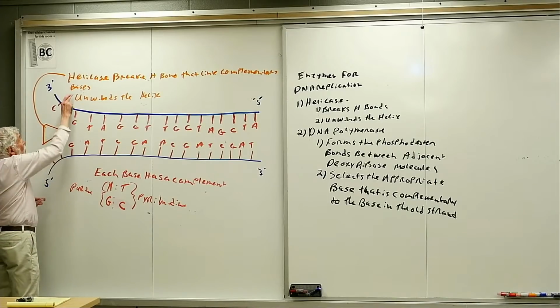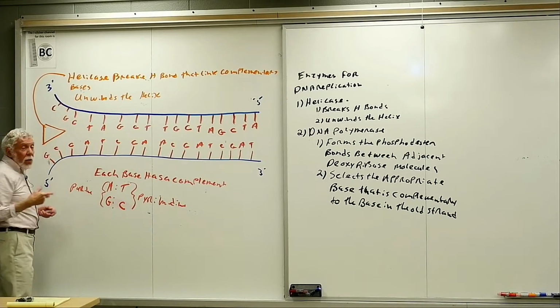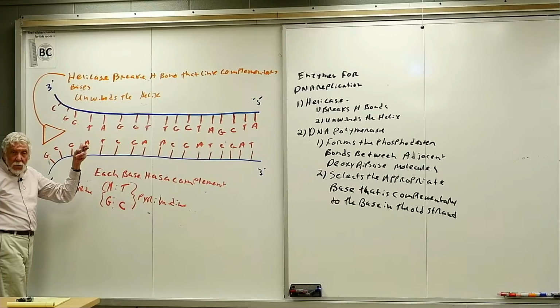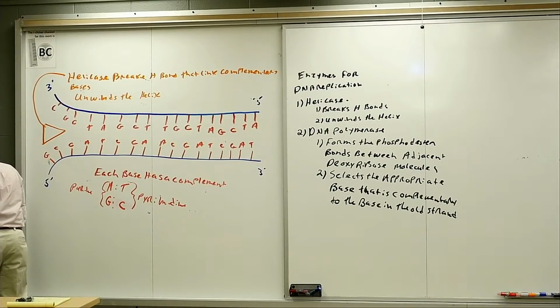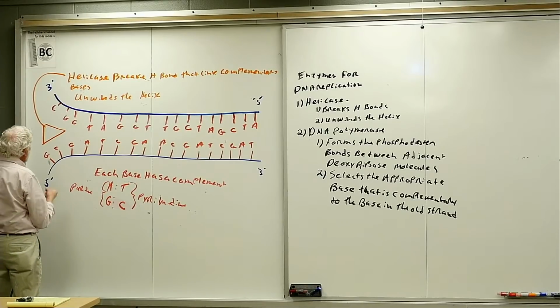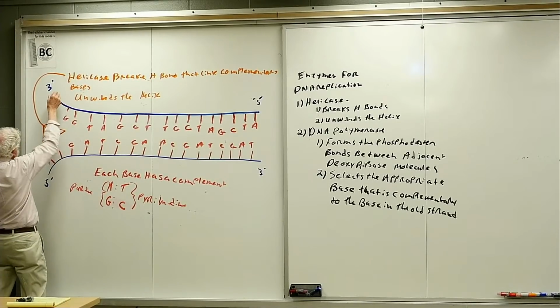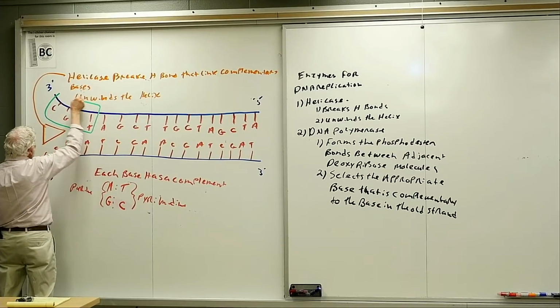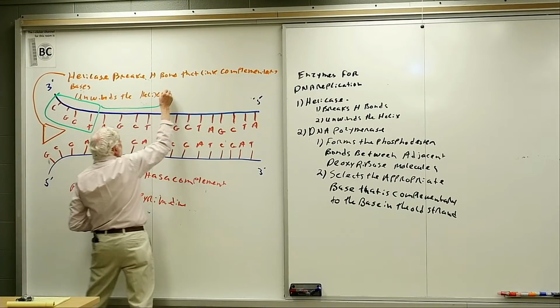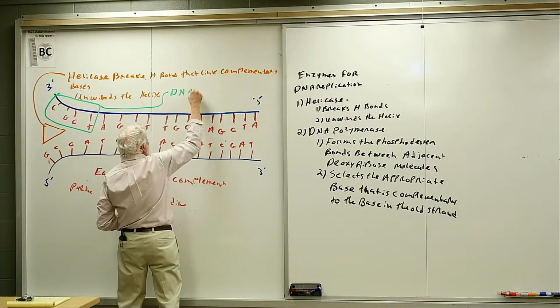But that requires this character, the helicase, to unwind the helix. So it's unwinding the helix. And as it unwinds the helix, there's another character that comes on right behind. And this molecule, I'll put it in green, this molecule is said to be DNA polymerase.